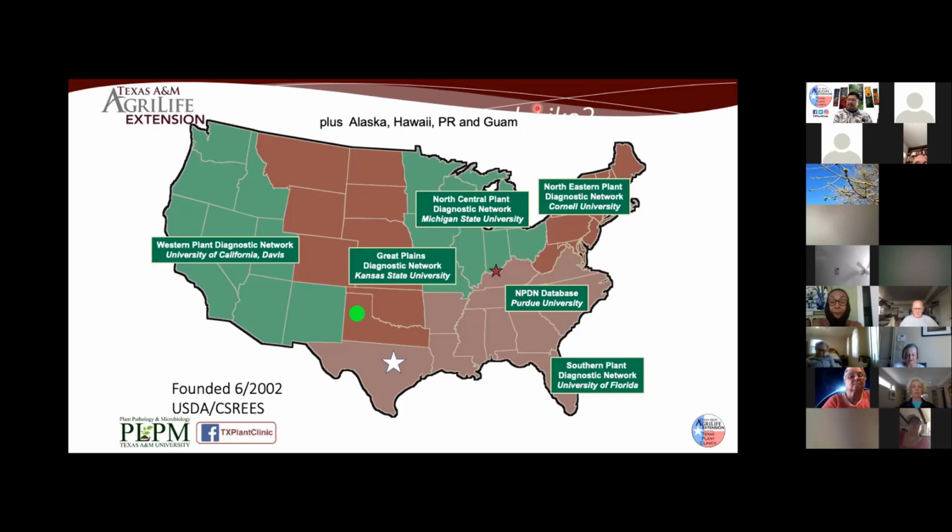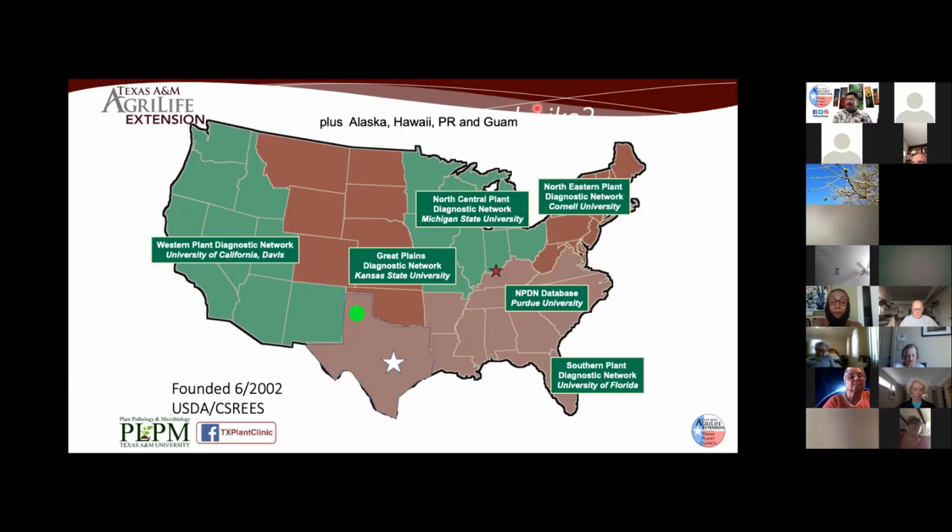Well, a couple of years ago, they decided, when I say they, the network decided they didn't want to deal with multiple contracts in a state. So each state now will only have one contract. And as a result, Texas is down to one contract.